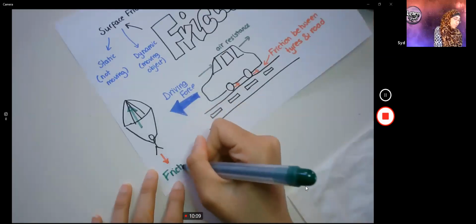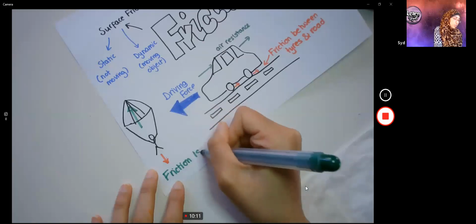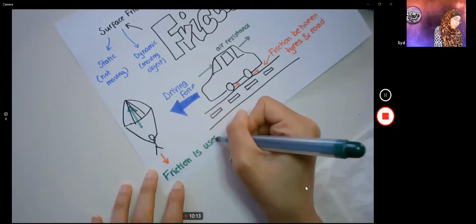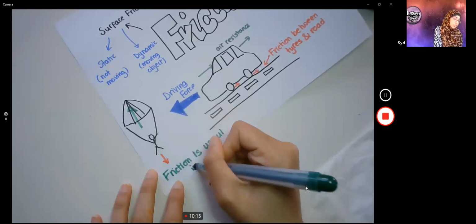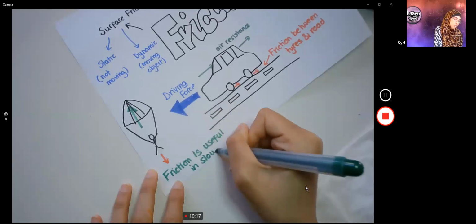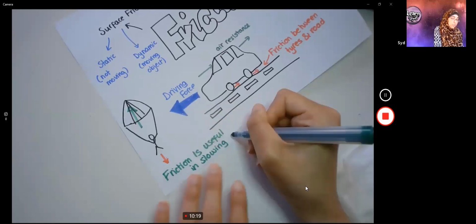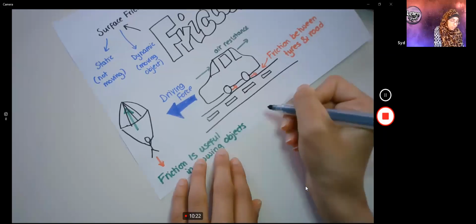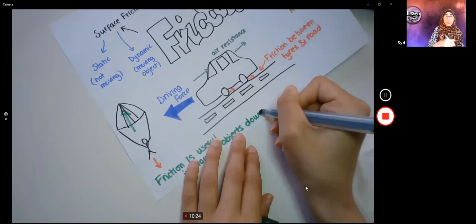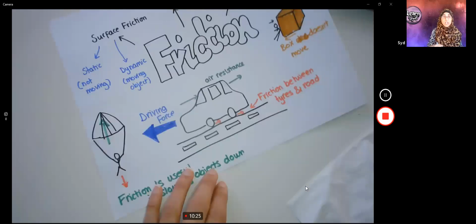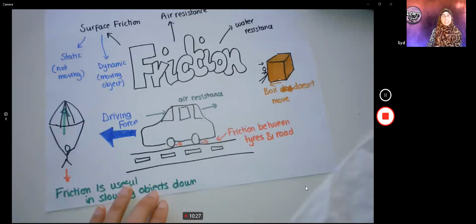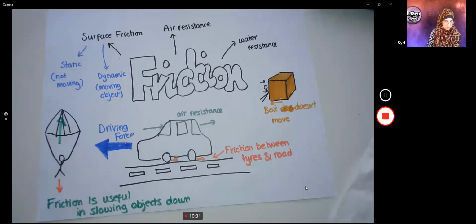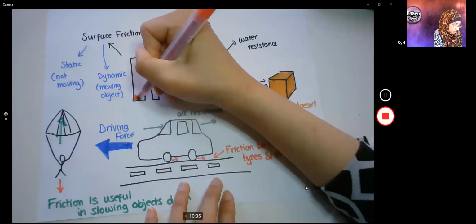So friction is useful in slowing objects down. Even when we're driving a car, when we hit the brake, we slow our car down as a result of friction. Without that, we wouldn't be able to slow ourselves down. Right, so we're going to color all of this in.